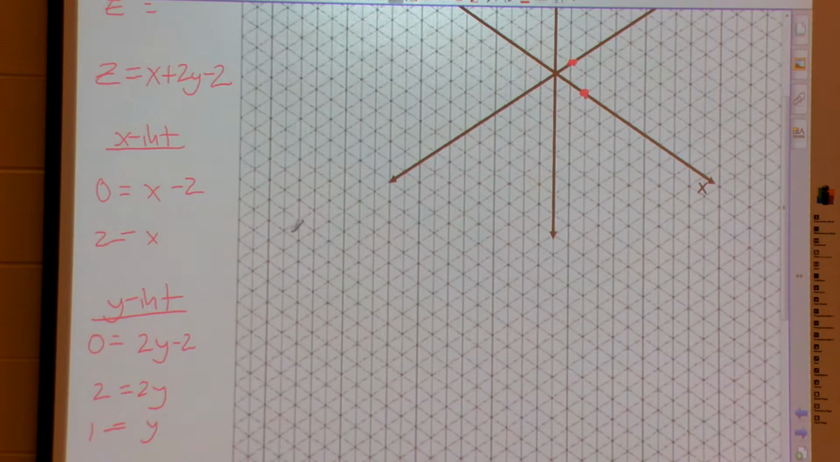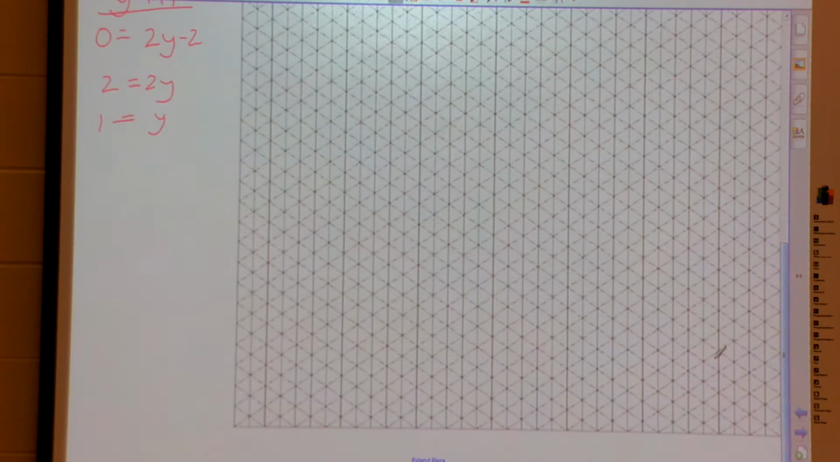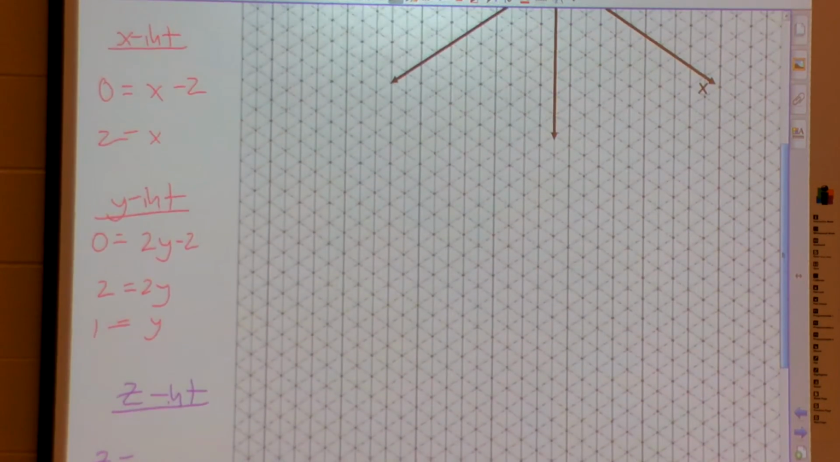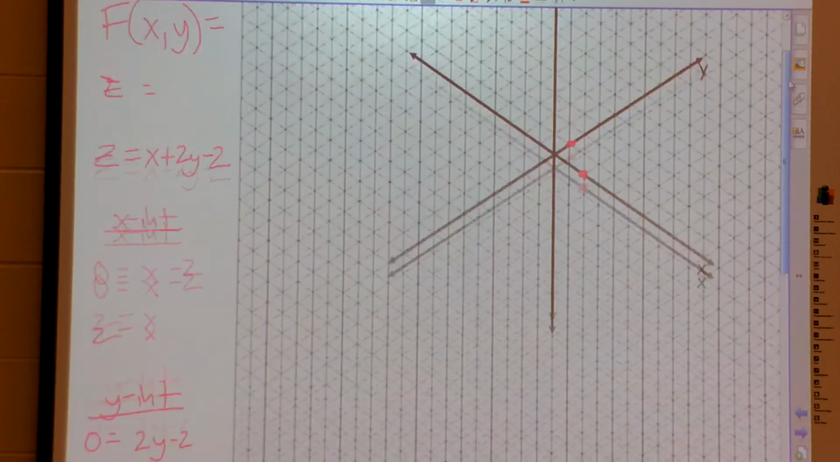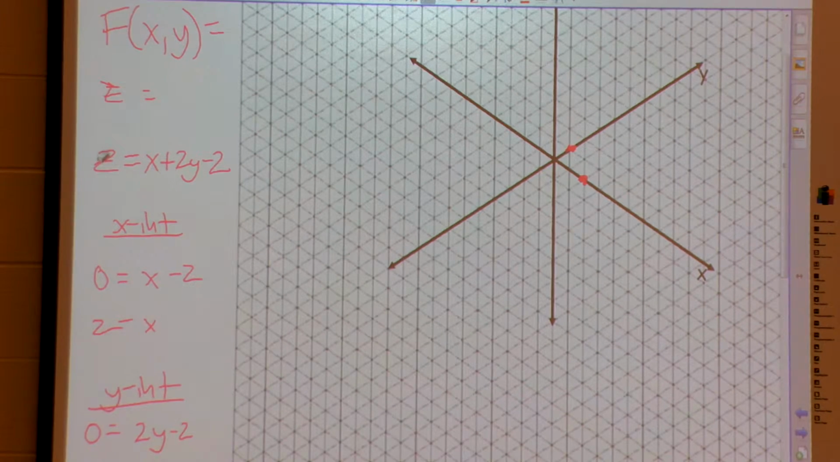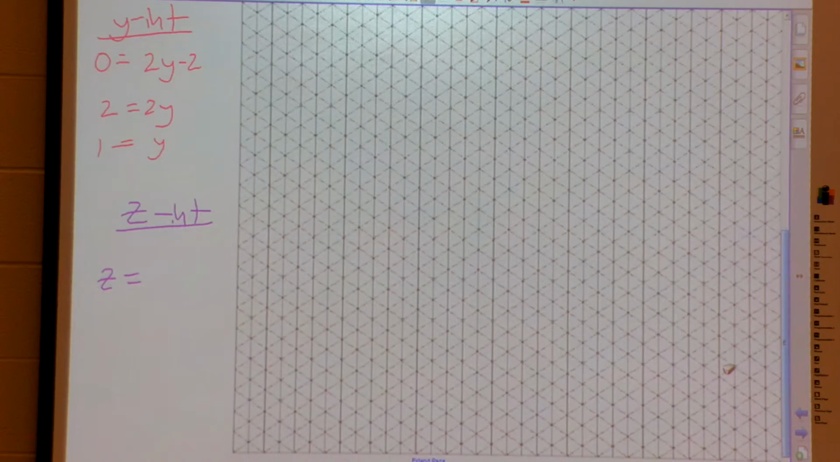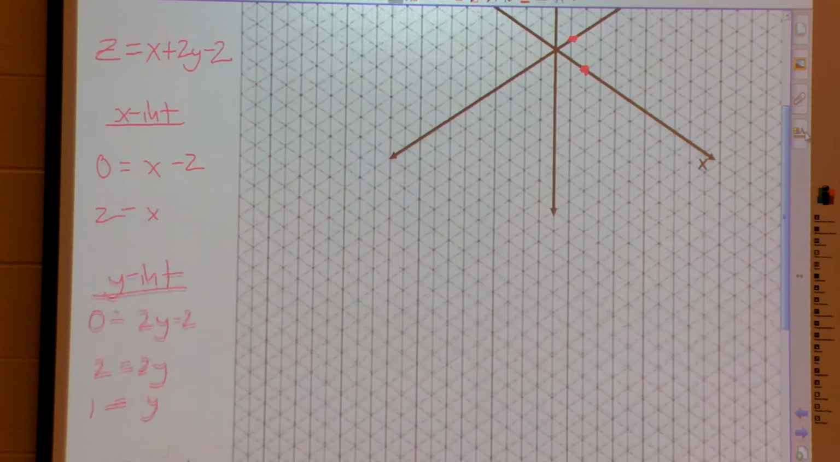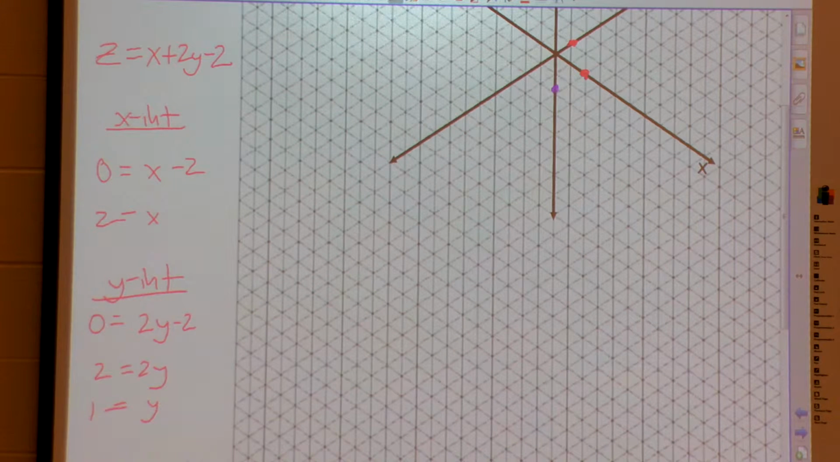And then for z, scroll down here so you can see it. I'm going to plug in 0 for the other 2. So back up here, my equation, if I can scroll up there. Z equals 0 plus 0 minus 2. So z is just negative 2. So I go up and plot negative 2, and connect my 3 points with the triangle. That's my plane.